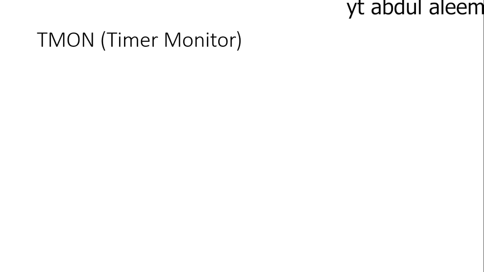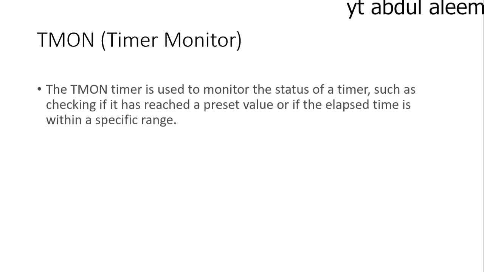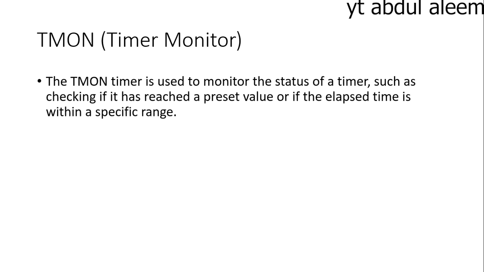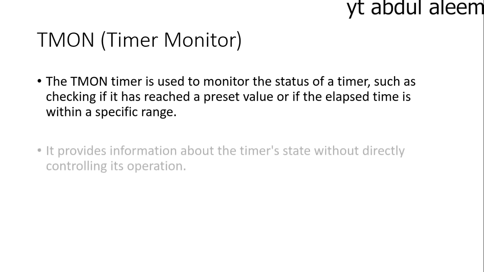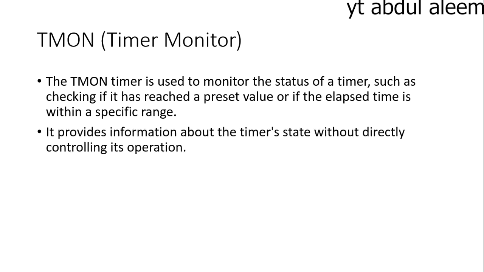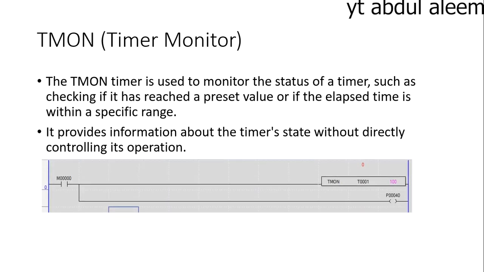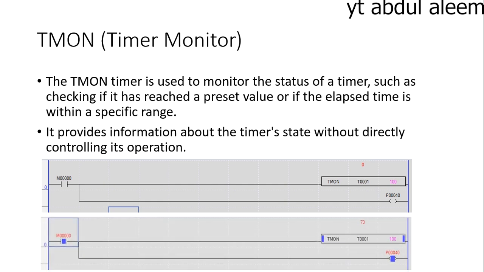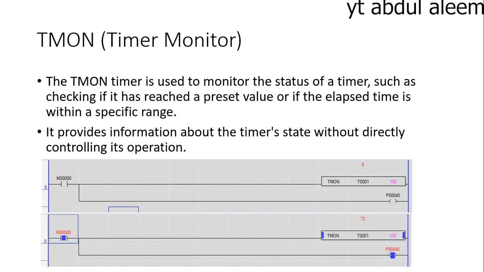TMON, timer monitor. The TMON timer is used to monitor the status of a timer, such as checking if it has reached a preset value or if the elapsed time is within a specific range. It provides information about the timer state without directly controlling its operation. You can check off condition ladder logic example in this picture. You can check on condition ladder logic example in this picture.